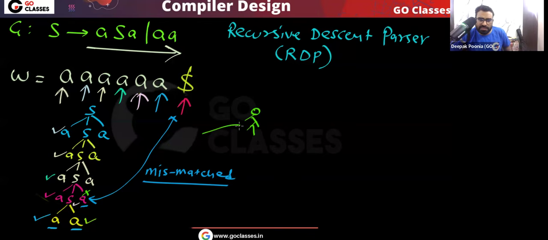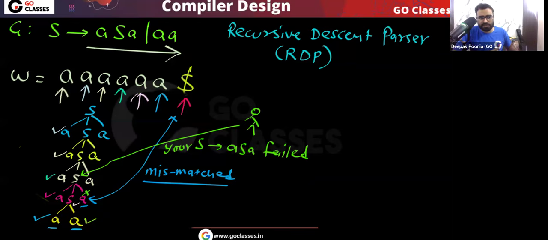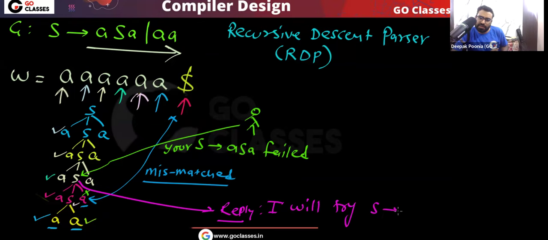I will tell this S, sincerely, that your S going to aSa has failed. So what will this S reply? It will reply that no problem, I'll try the next one, I'll try S going to double a. Is this clear? So remember, this S will try S going to double a.